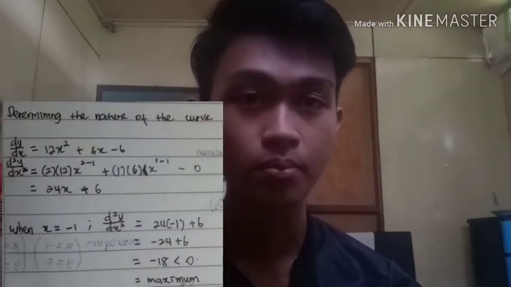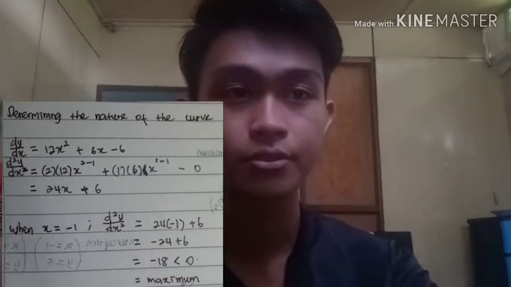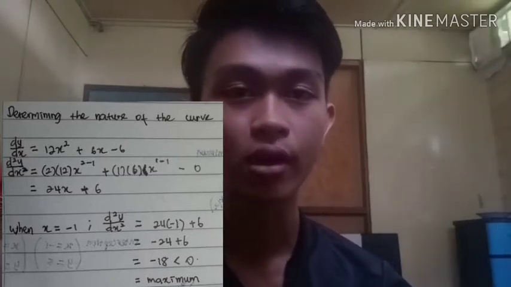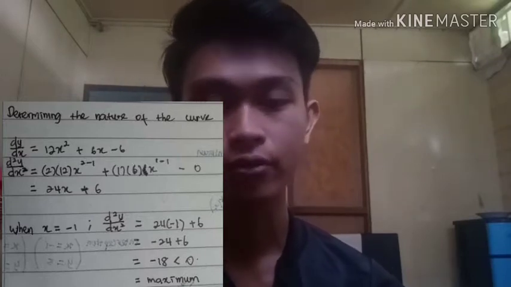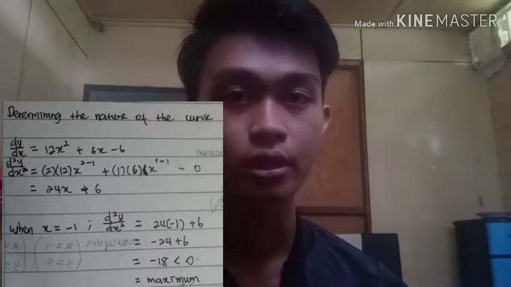I will be explaining how to determine the nature of the curve. In order for us to determine the nature of the curve, first we have to find the second derivative of y. By deriving the first derivative of y, we will get the second derivative. The first derivative is 12x squared plus 6x minus 6. When we derive that, we will get the second derivative, 24x plus 6. After that, we have to substitute the values of x into the second derivative.